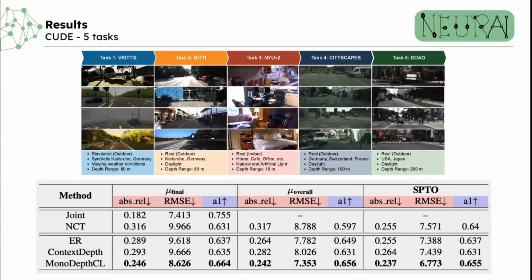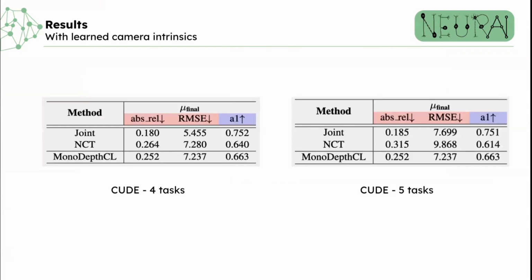Next, to examine the extensibility of MonoDepthCL to longer task sequences, we also present CUDE 5, consisting of an additional fifth task with domain shifts and double the depth range of task 4. We observe that MonoDepthCL continues to mitigate forgetting and improve performance through spatiotemporal consistency. Finally, we examine the ability of MonoDepthCL to continually train on crowdsourced video sequences where the camera intrinsics are not available and must be learned in parallel. We show that MonoDepthCL outperforms naive continual training across all final average metrics.